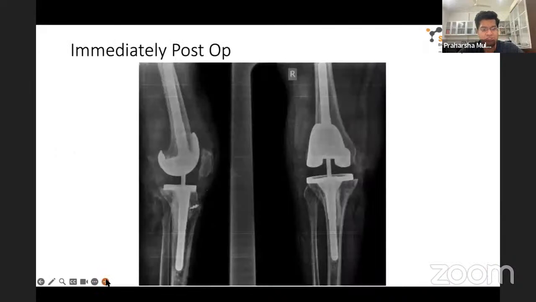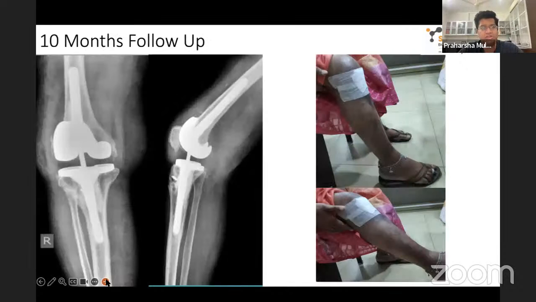So immediately post-op, this is how it looks. You can see the suture anchor on the anterior part in the lateral view of the x-ray. And that gives you the confidence that the soft tissue and the tibial tuberosity are well-maintained. So at 10 months follow-up when she's coming, you can see she's having active extension of the knee without any issue. And then the sinus and everything also settled down over a period of time.